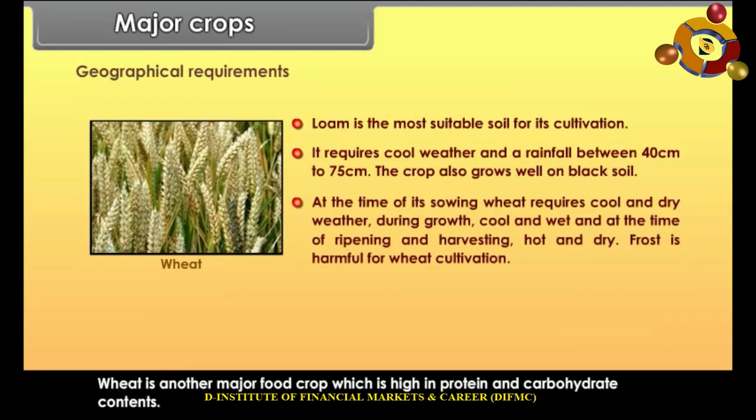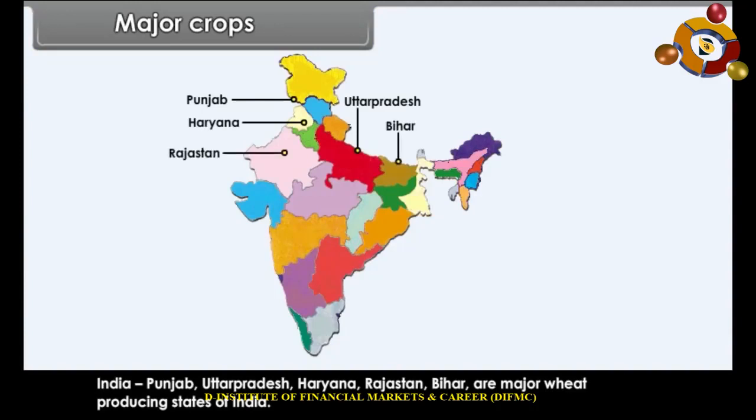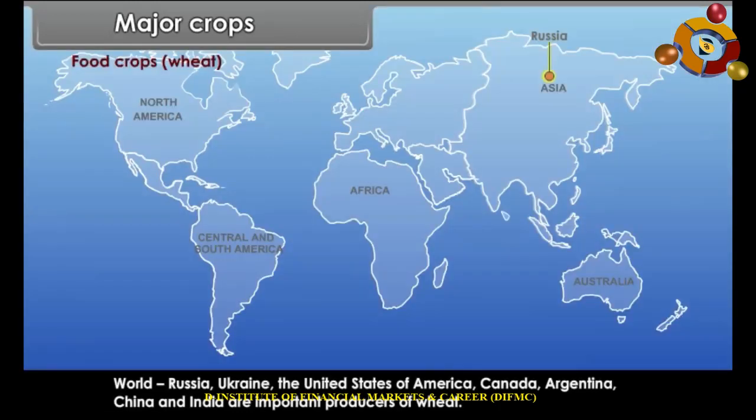At the time of its sowing, wheat requires cool and dry weather. During growth, cool and wet. And at the time of ripening and harvesting, hot and dry. Frost is harmful for wheat cultivation. Production areas. India, Punjab, Uttar Pradesh, Haryana, Rajasthan, Bihar are major wheat producing states of India. World. Russia, Ukraine, the United States of America, Canada, Argentina, China and India are important producers of wheat.